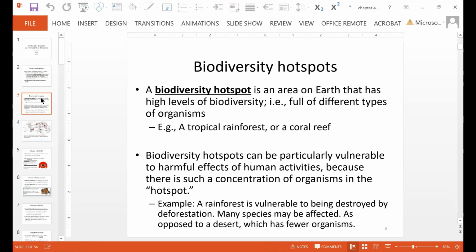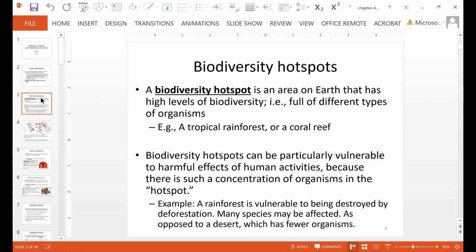Biodiversity hotspots can be particularly vulnerable to harmful effects of human activities. This is because there is such a concentration of organisms within that hotspot. For example, a rainforest is vulnerable to being destroyed by deforestation. Many species would then be affected if a lot of trees were cut down or set fire to clear the forest so that you have land for farming or ranching or for creating settlements. You lose many, many different types of species in that case.